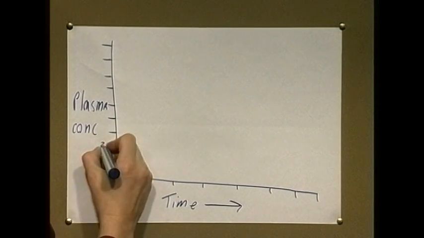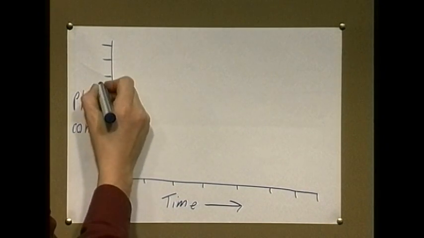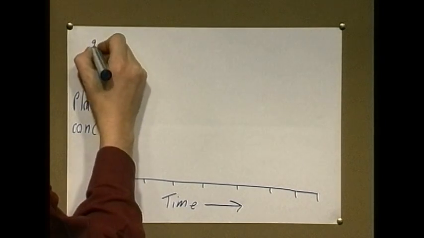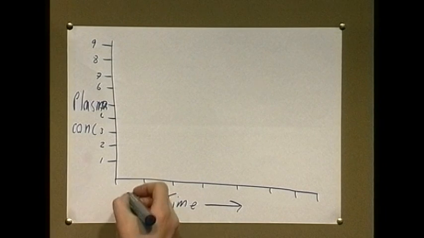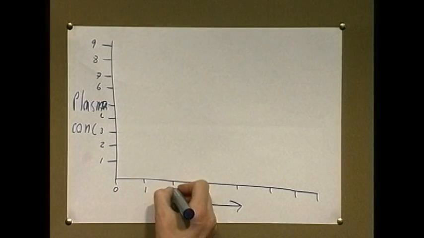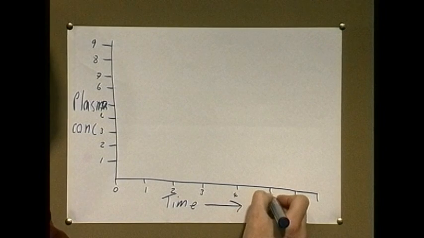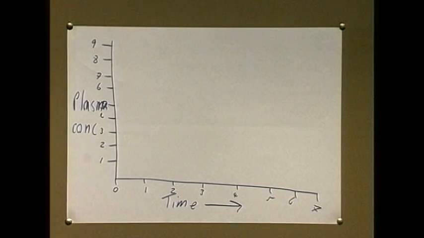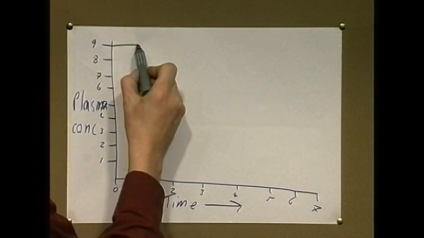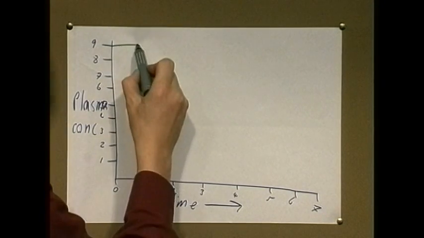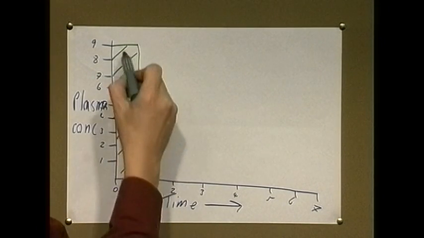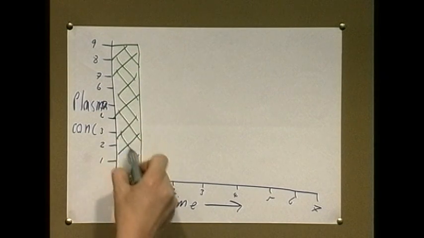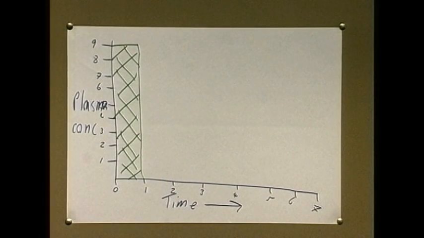So that's 1, 2, 3, 4, 5, 6, 8. No, I've only got space for 9. So this is units of alcohol. This is time in hours. Suppose someone drinks 9 units of alcohol. Then initially, if they drink it quickly, that will rise to 9 units of alcohol being in the body. So that's the initial concentration.